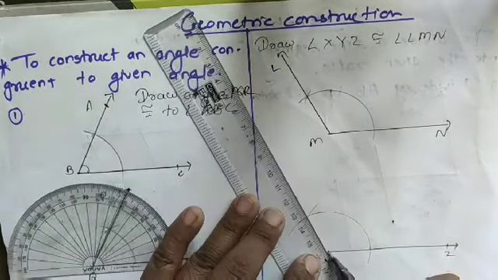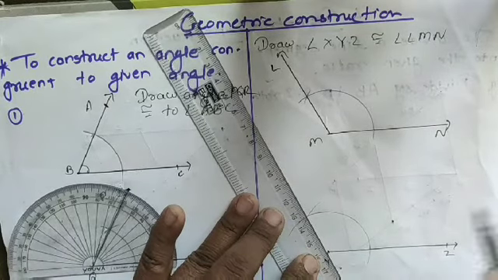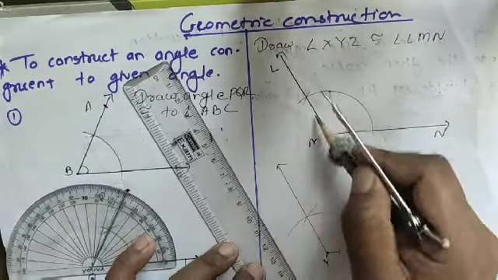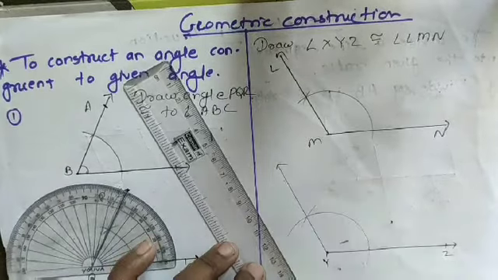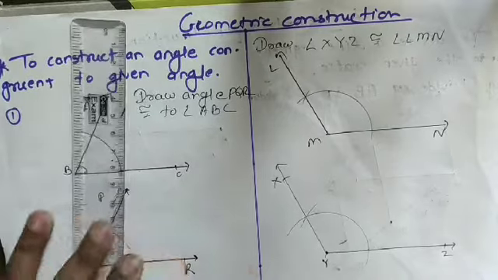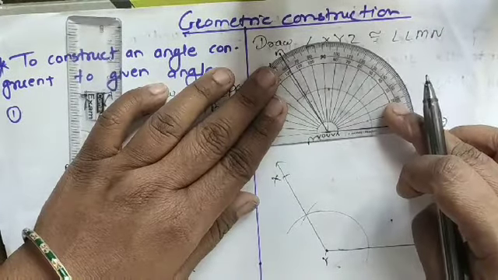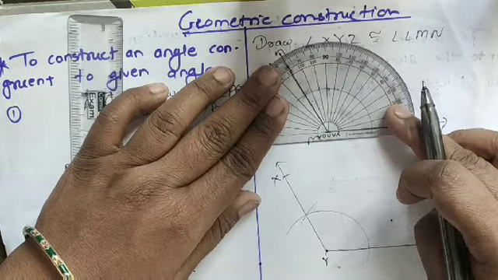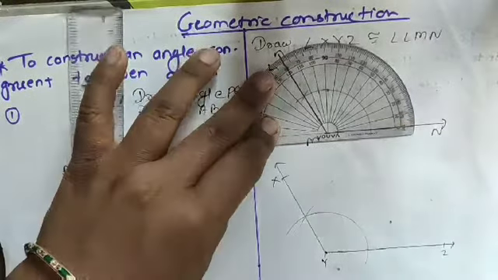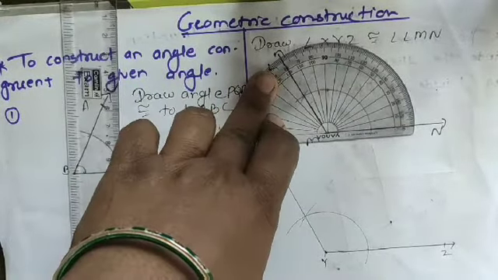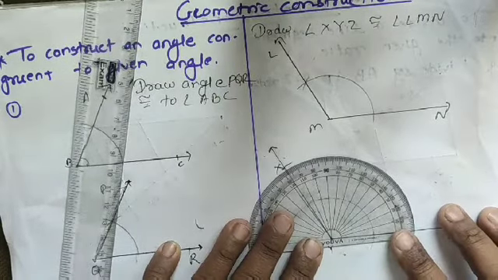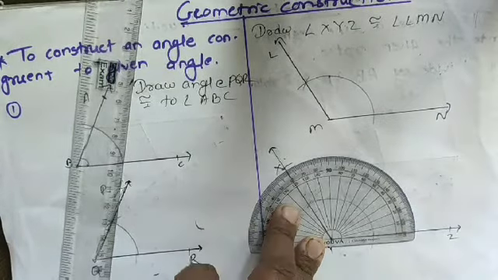Now join this, and now measure the angle LMN, and this angle is XYZ. You will notice that both angles' measures are the same. So how it is, I will show you. If you see here, what is the measure of angle LMN? You will notice here it is 120. Okay, and the measure of angle XYZ is also 120.